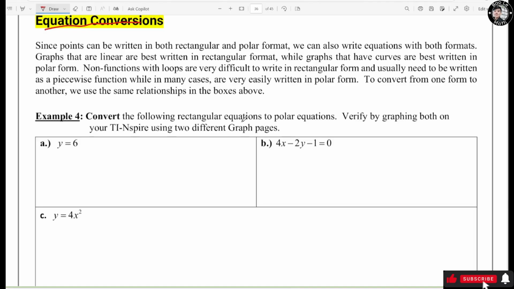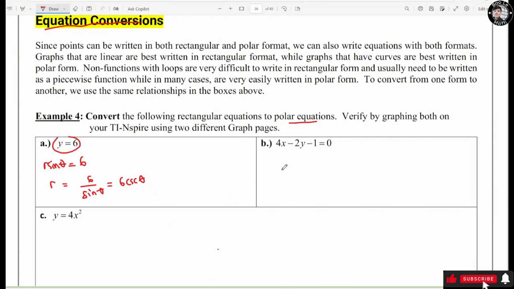You need to convert the following rectangular equations to polar equations. Verify by graphing both on the TI by using two different graph pages. So y equals 6. You know that y is r sine theta, so r sine theta equals 6. So r equals 6 divided by sine theta, and this one is the polar equation. Now 6 over sine theta is the same thing as 6 times cosecant theta.